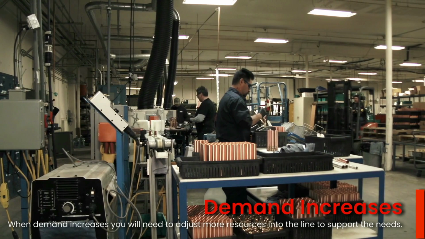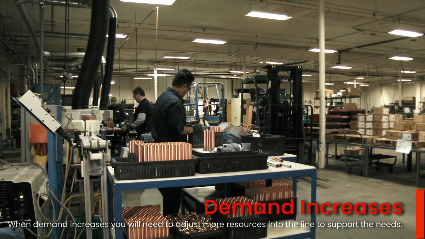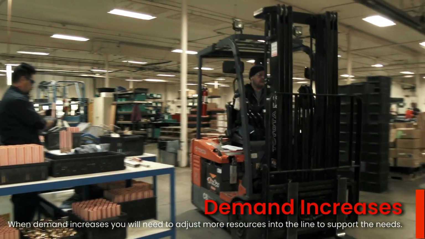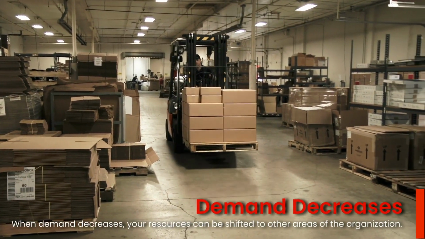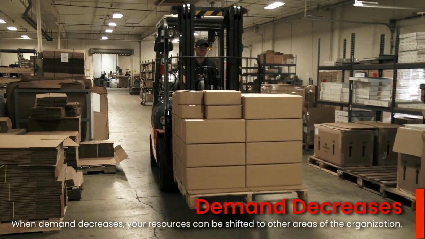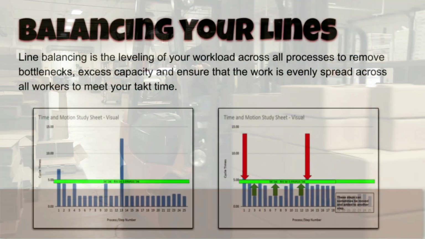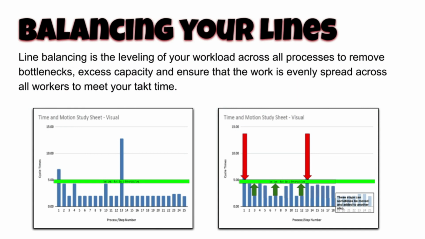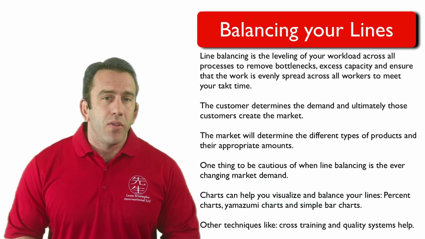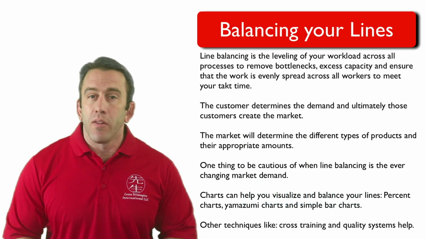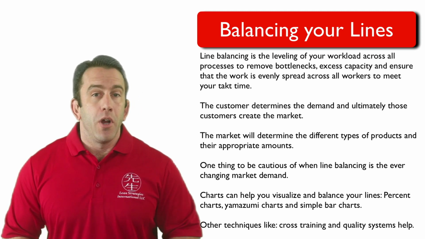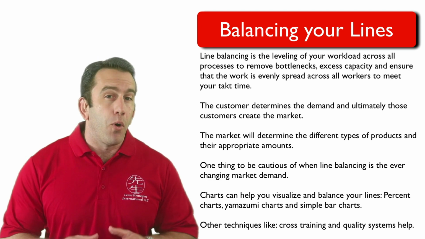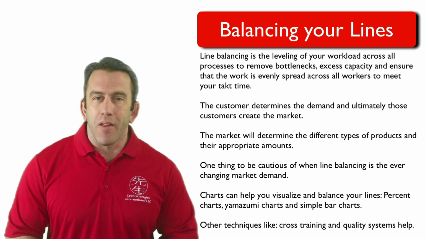When demand increases, you will need to adjust more resources into the line to support the needs. Likewise, when demand decreases, your resources can be shifted to other areas of the organization. Charts like the one shown in this module can be used to help you balance your lines. Percent charts allow you to see and make appropriate adjustments when needed. Other techniques like cross-training, the appropriate quality systems, and appropriate management will be discussed in other modules.